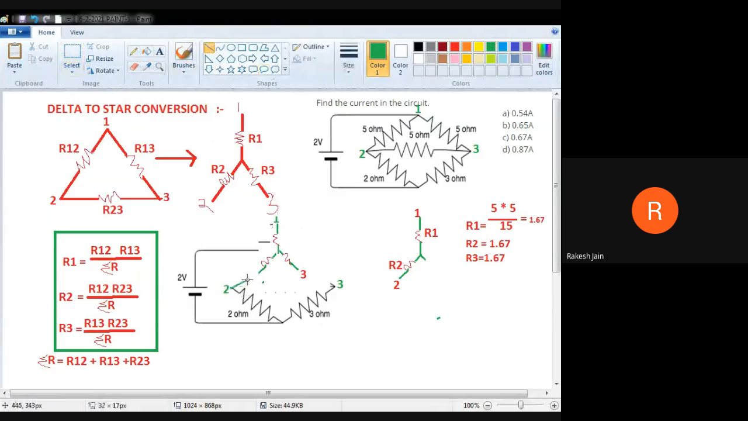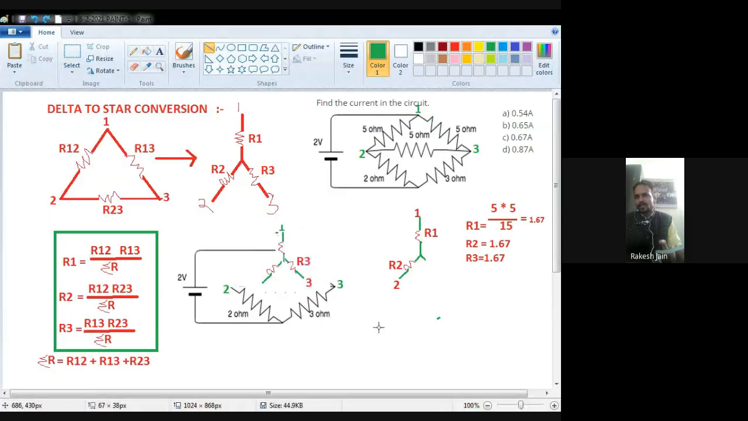Kindly wait for a while, I just shift this one. Okay, now this will be your new diagram, because first is placed at the first point, second is placed at the second point, and third is placed at the third point.